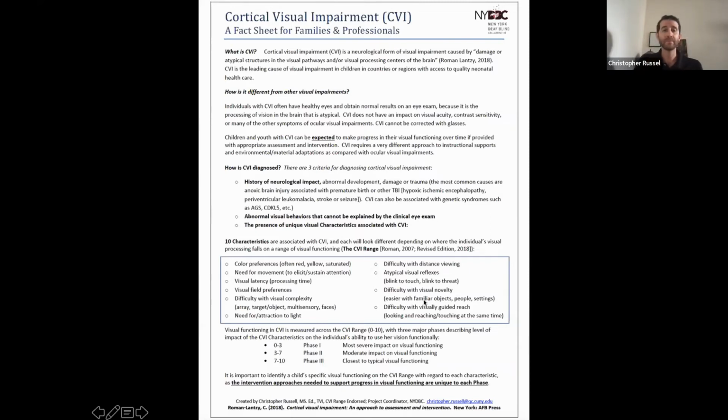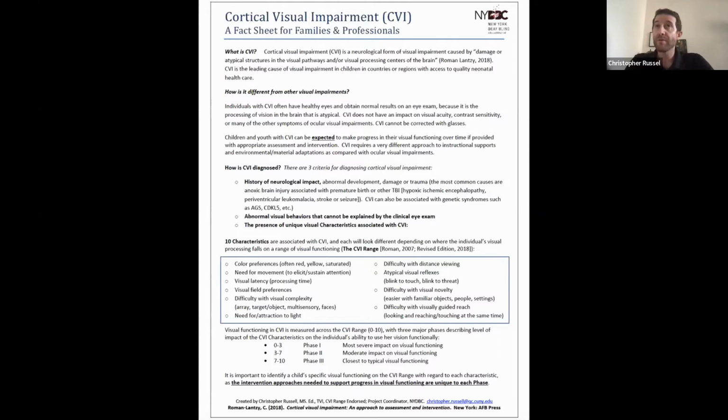Okay. A question with regard to getting a functional vision assessment. What if the person needing the assessment is an adult? Very good question. If the person is not of school age, they're probably not going to get educational services, including a functional vision assessment from a teacher of students with visual impairments.